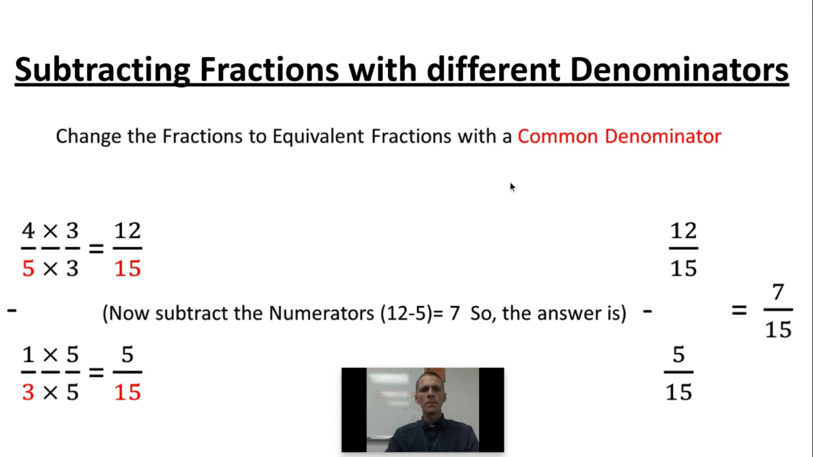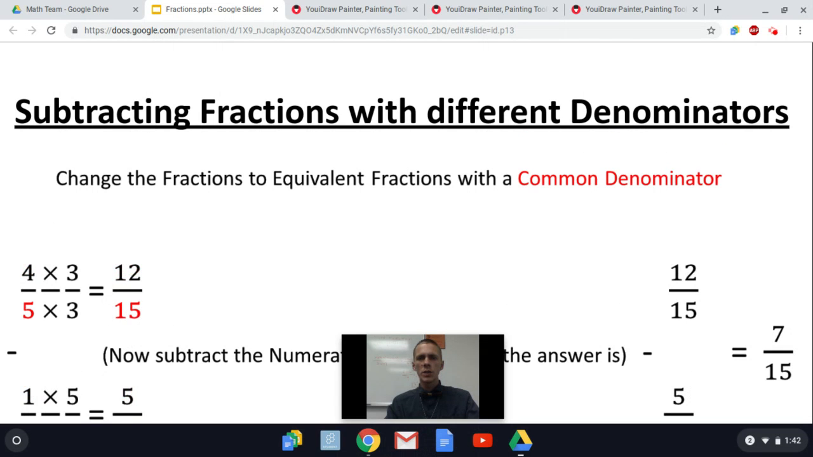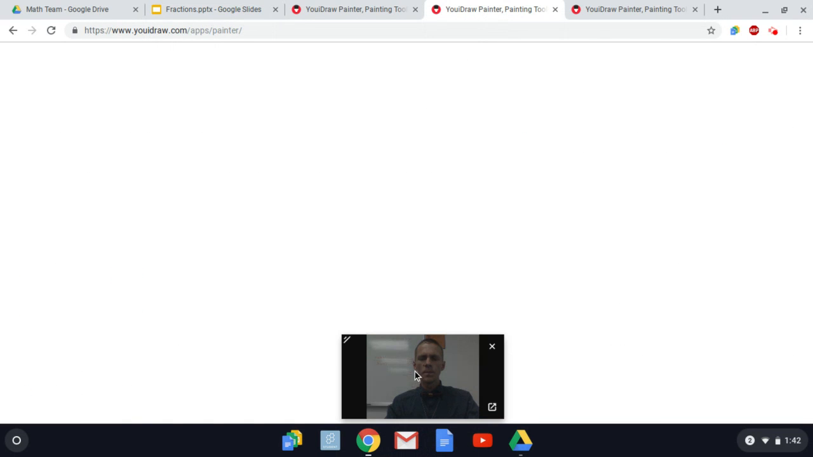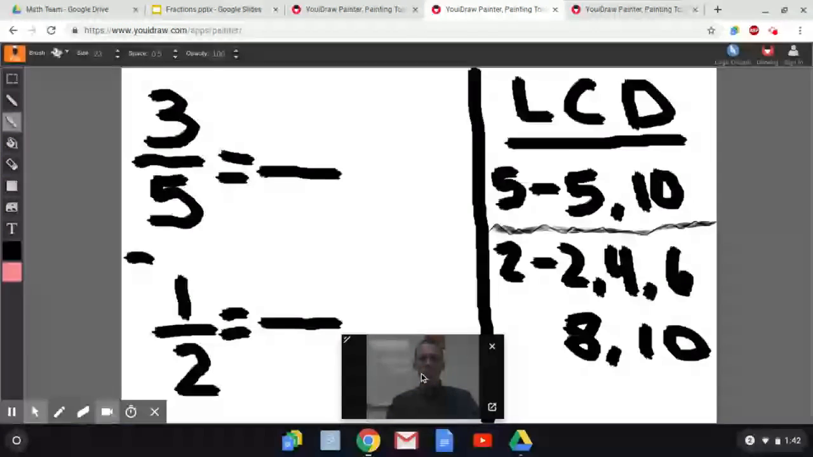Great job, everybody. So, as always, let's get to a fresh example. Here's our example, everybody. We have 3/5 minus 1/2. So what I did was I wrote our factors of each number over here already, because we have to find the lowest common denominator. Again, we have to find the lowest common denominator because the fractions we're trying to subtract do not have the same denominator.